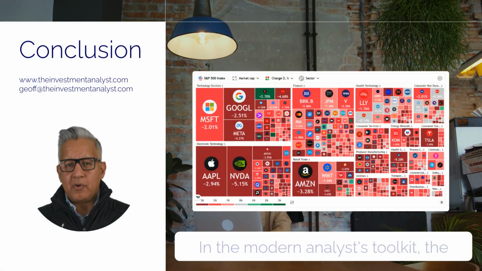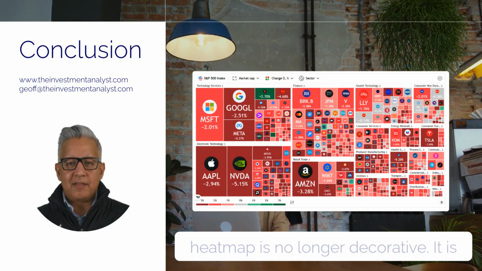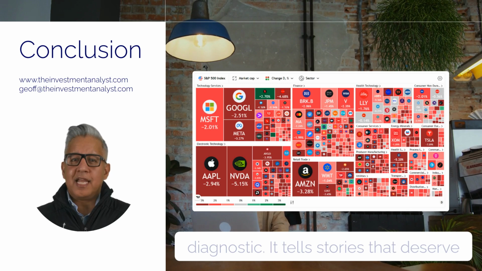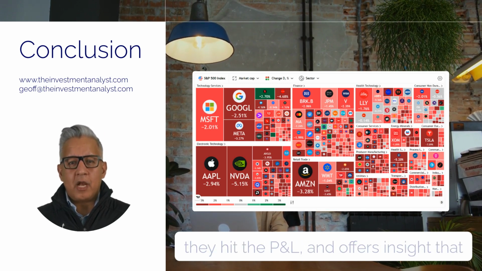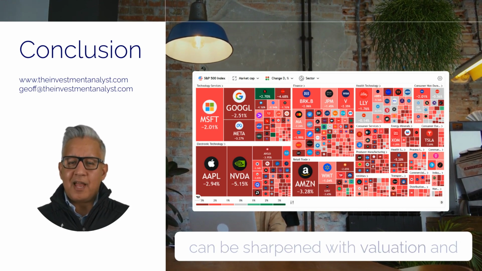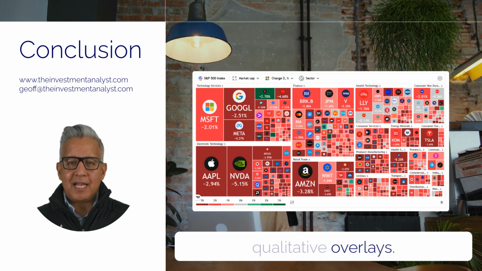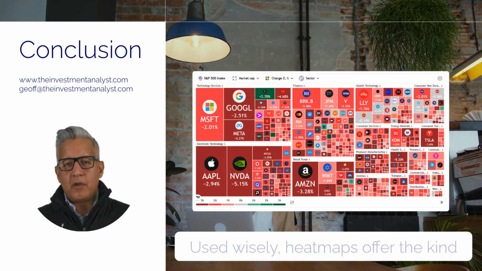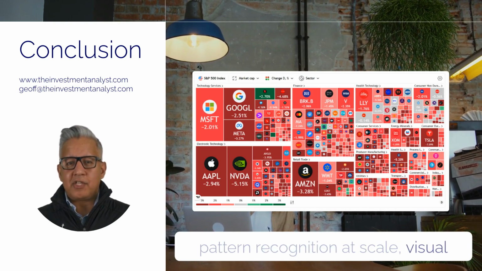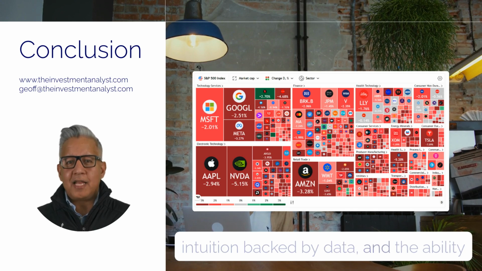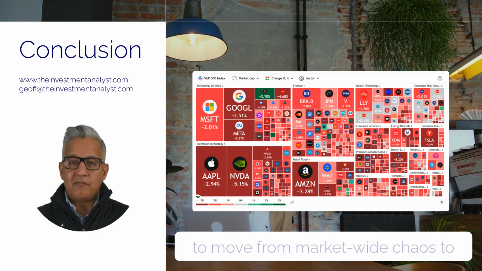In the modern analyst toolkit, the heat map is no longer decorative. It is diagnostic. It tells stories that deserve deeper analysis, highlights risks before they hit the P&L, and offers insight that can be sharpened with valuation and qualitative overlays. Used wisely, heat maps offer the kind of edge that every analyst seeks: pattern recognition at scale and visual intuition backed by data, and the ability to move from market-wide chaos to focused clarity.